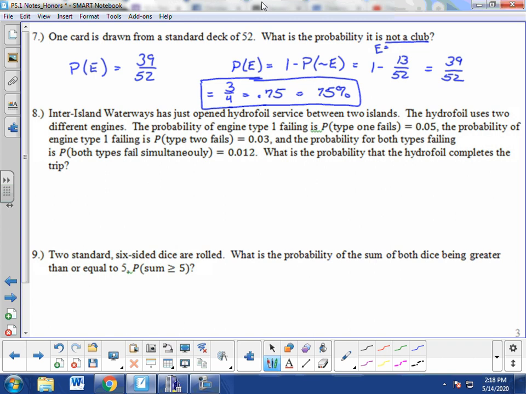The hydrofoil uses two different engines. The probability of engine type 1 failing is 0.05. The probability of engine type 2 failing is 0.03. And the probability for both types failing is 0.012. What is the probability that the hydrofoil completes the trip?